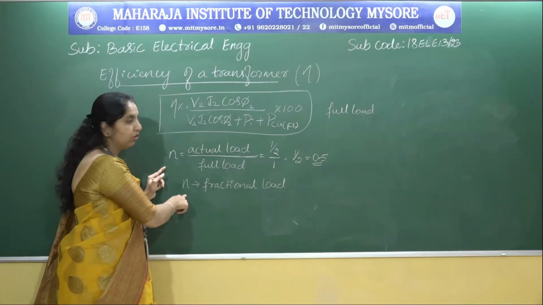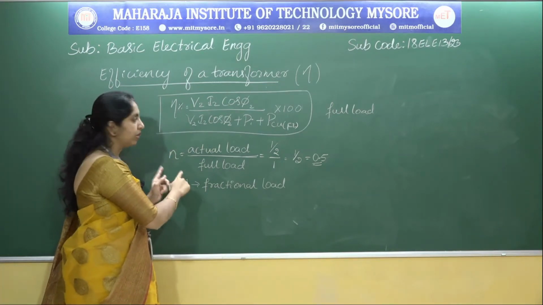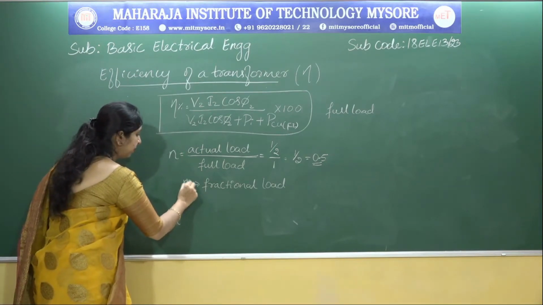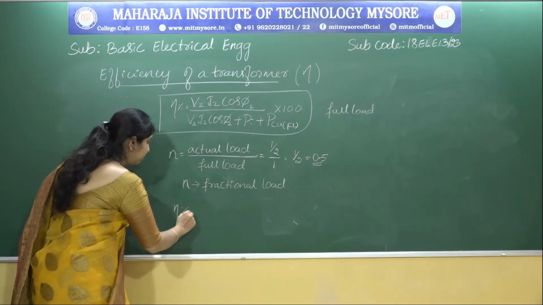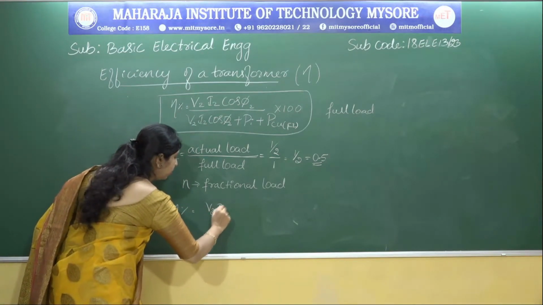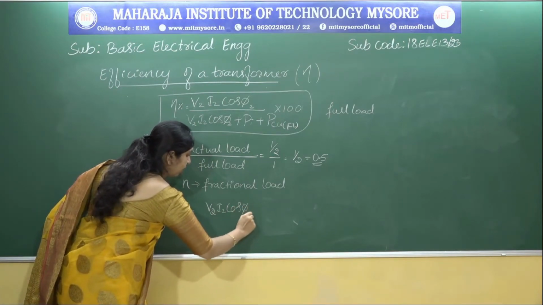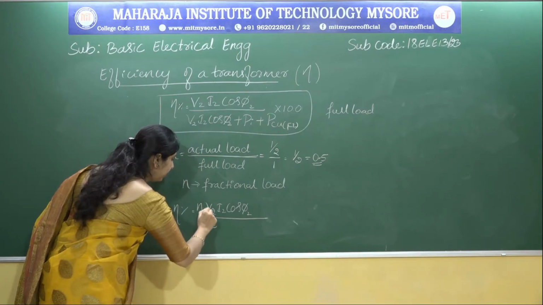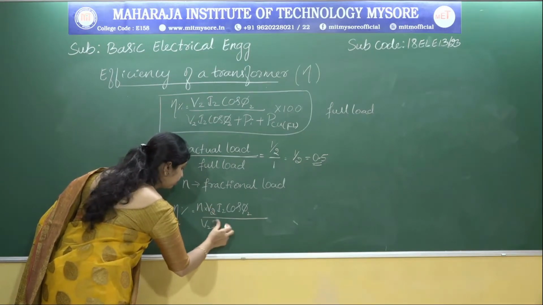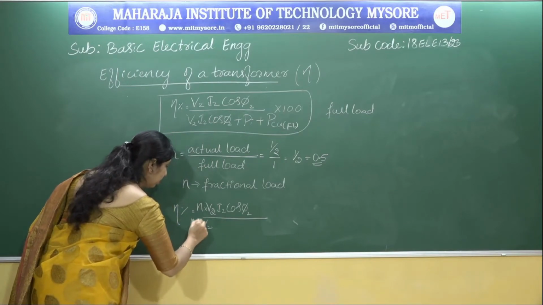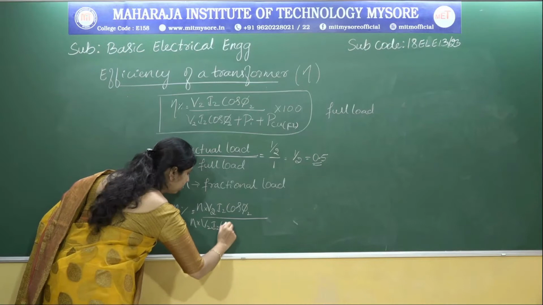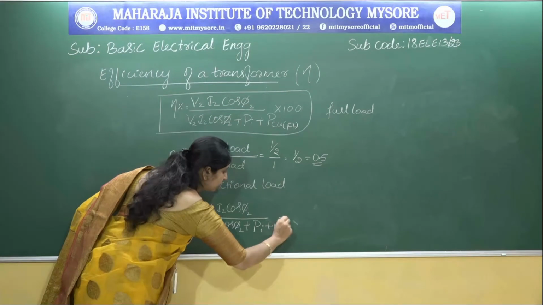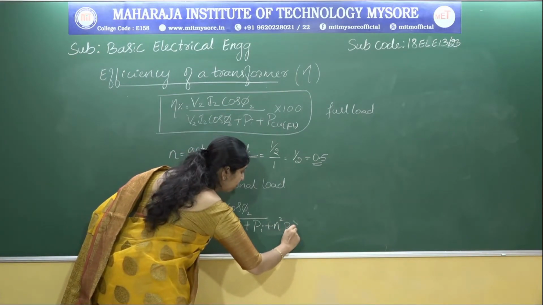Okay, so with the help of fractional load, can't we define the efficiency? Of course we can define the efficiency in terms of the fractional load. So remember this is n and this is eta. Eta in terms of percentage is equal to n V2 I2 cos phi 2 divided by n V2 I2 cos phi 2 plus Pi plus n square into PCU.